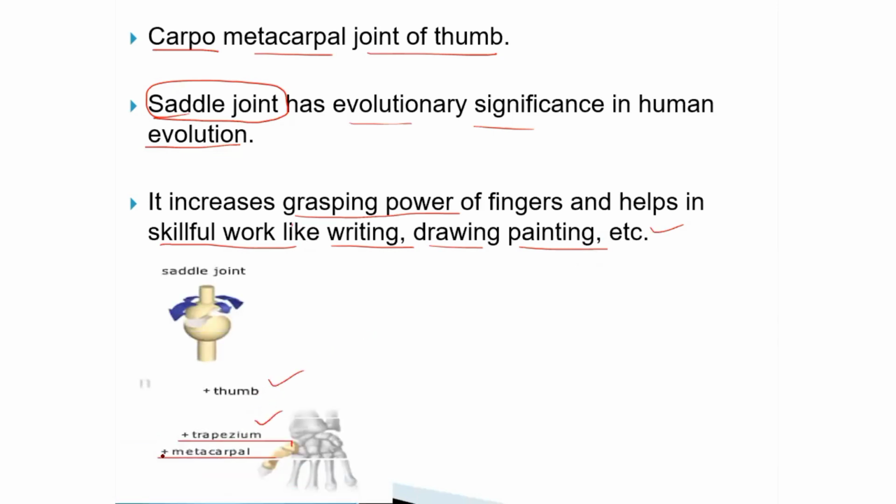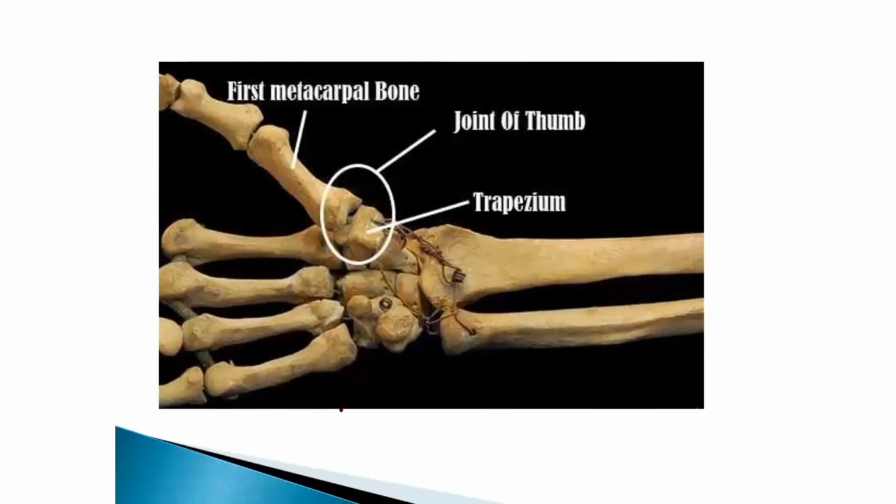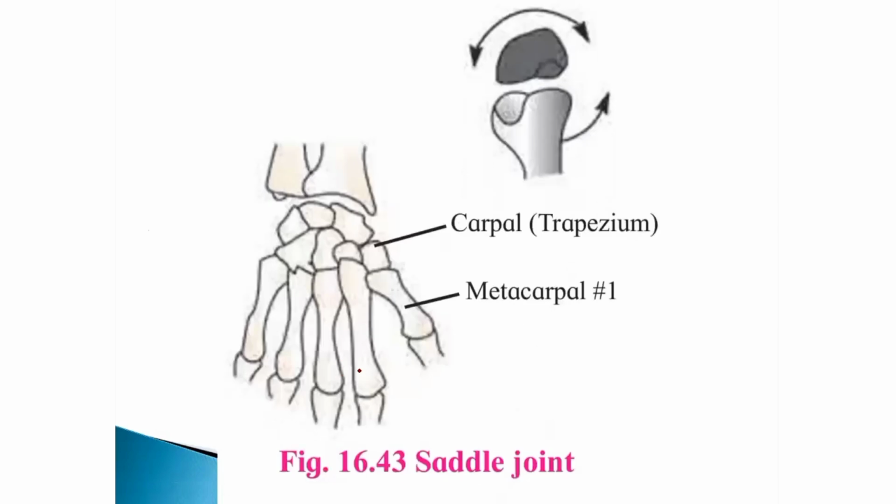So it is thumb, trapezium, and the metacarpal. Look at this, how they are placed. One is placed like this, other one is like this. So they are placed at 90 degree to each other. That is a very important part. We have this, the first metacarpal bone, and we have the joint of the thumb, and there is a trapezium. So we have carpal. So remember, saddle joint is between the first metacarpal, which is nothing but your thumb, and the trapezium.